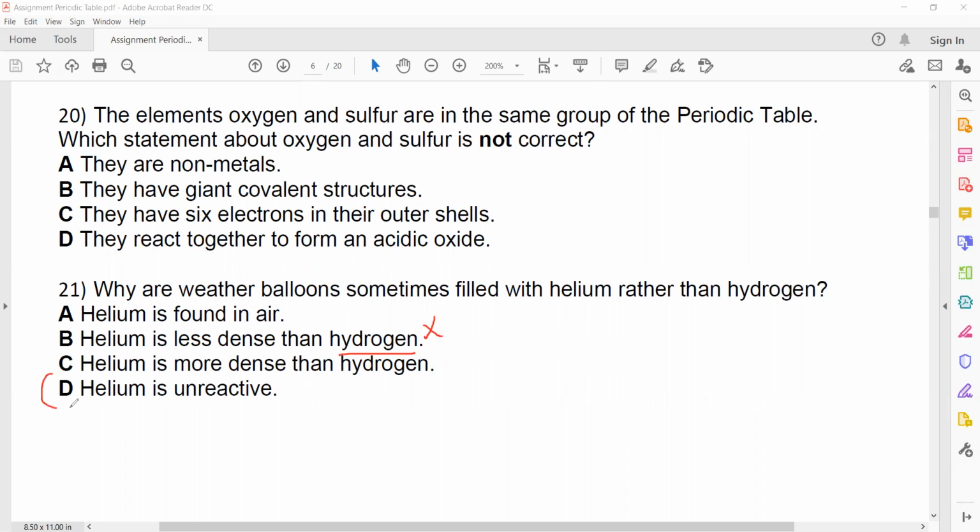So why do we replace hydrogen in the weather balloon? Why do we replace this hydrogen? Because helium is unreactive, not about the density. Both have low density compared to air, but when we compare the density of hydrogen with the density of helium, hydrogen has low density compared to helium.